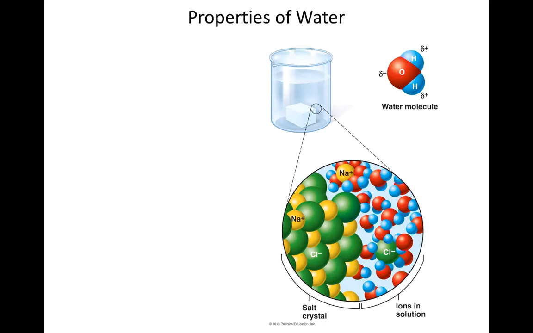So let's talk about water. You are mainly water, so water is going to play a huge role in how your body is going to work. So we're going to look at some of the properties of water that make it so special. The first is solvency. Water is what's called the universal solvent, and that is because of its polar nature.